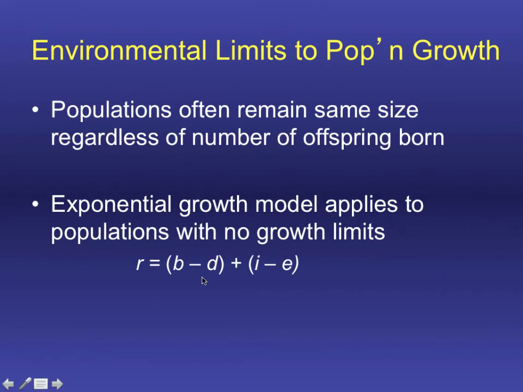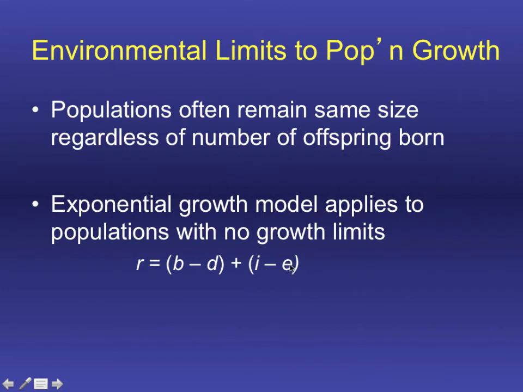And so what we look at here is this R value, which is growth rate, and that would be the ideal growth rate in perfect conditions. That R value is equal to the number of births in the population minus the number of deaths plus the number of individuals coming in. This is immigration, minus the number of individuals going out. So that would be emigration.